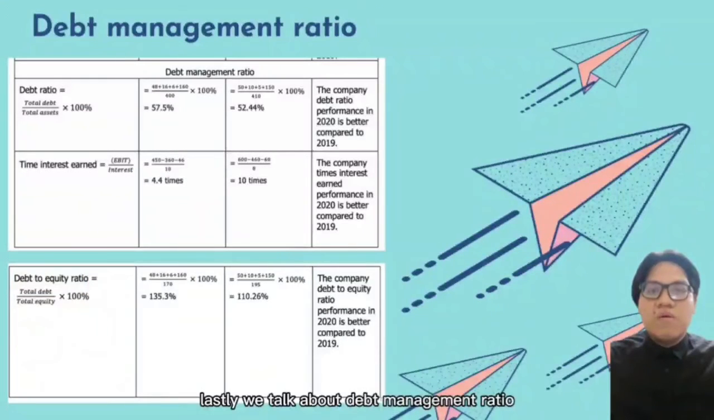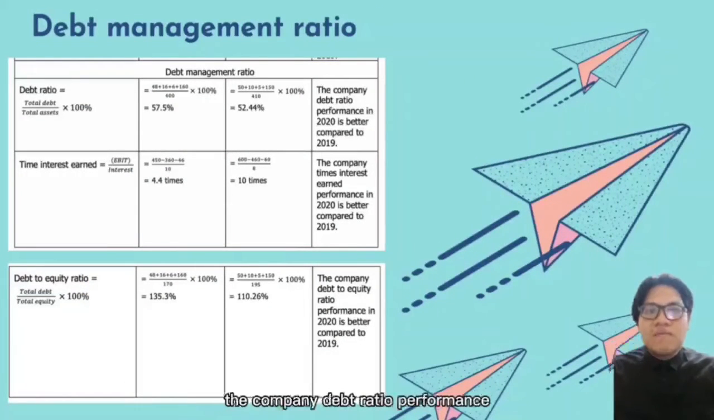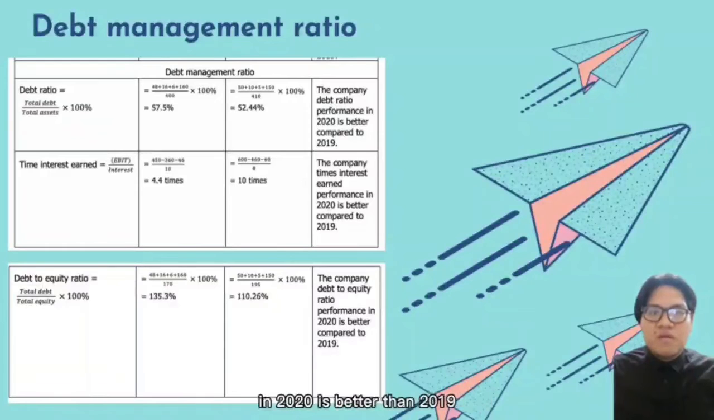Lastly, we talk about debt management ratio. The company debt ratio performance in 2020 is better than 2019, which is 2019 is 57.5% and 2020 is 52.44%. For the time interest earned, performance in 2020 is better than 2019, which is 2019 is 4.4 times and 2020 is 10 times.